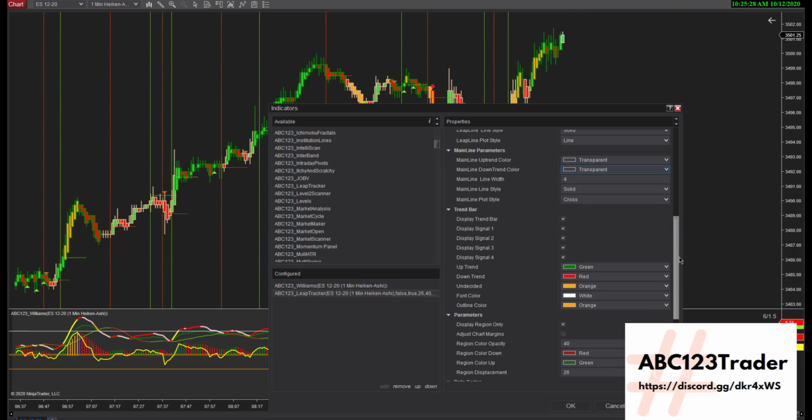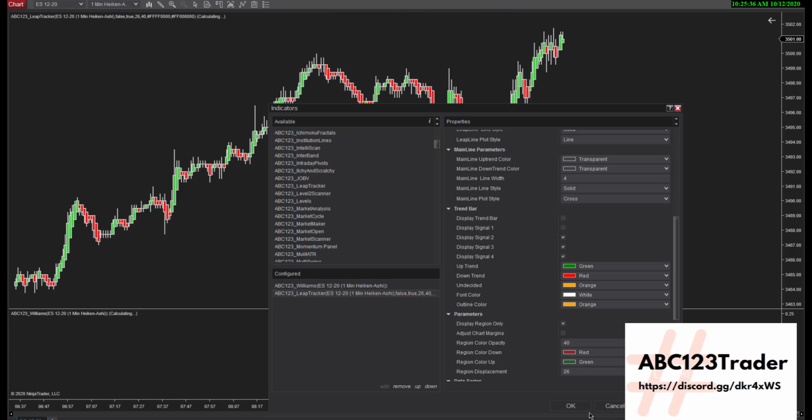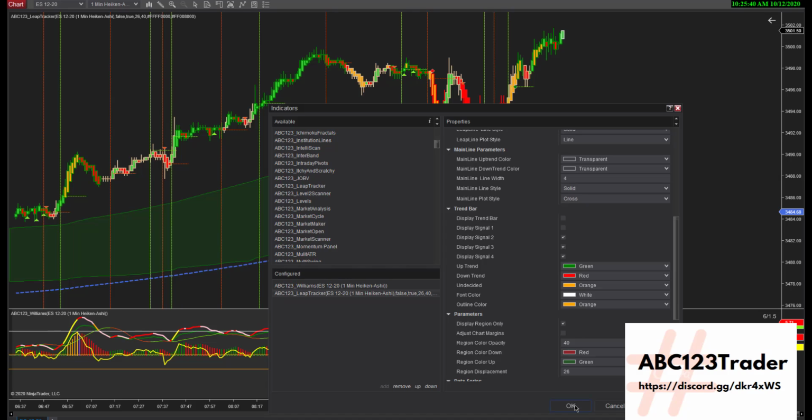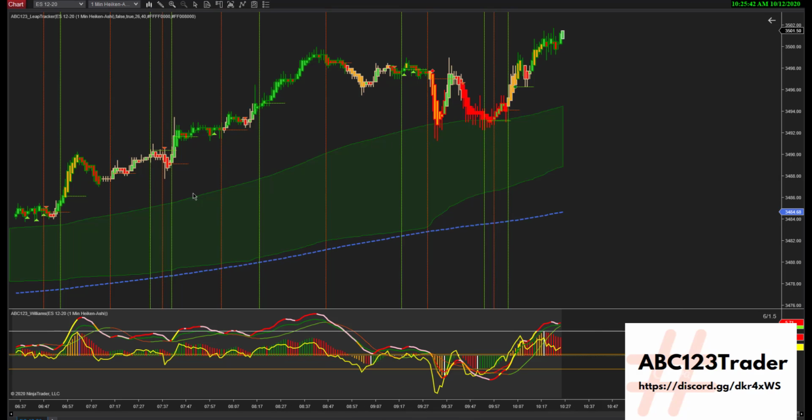And what I'll do is I'm going to also turn off the trend bar for now. And I'll turn off signal 1 for now. I'll keep signal 2, 3, and 4. So what that shows you. Oh, and one more thing. We'll get into it. As you can see right here, this is the cloud, so we know we're in an aggressive trend.